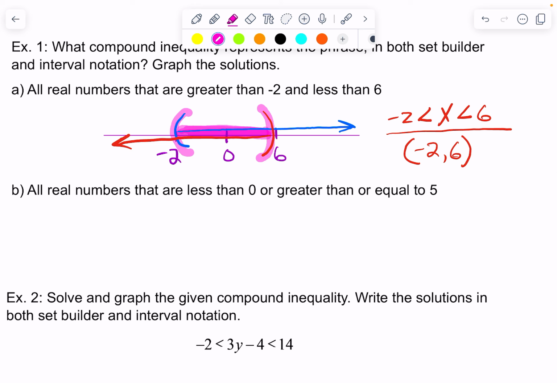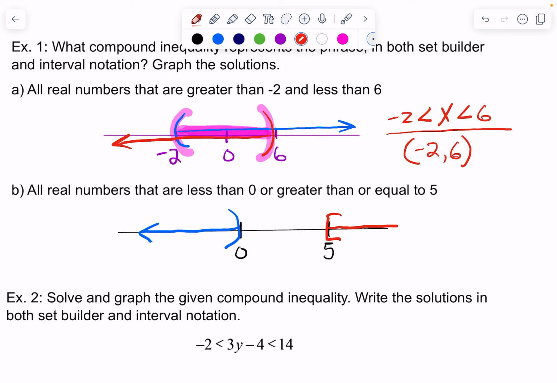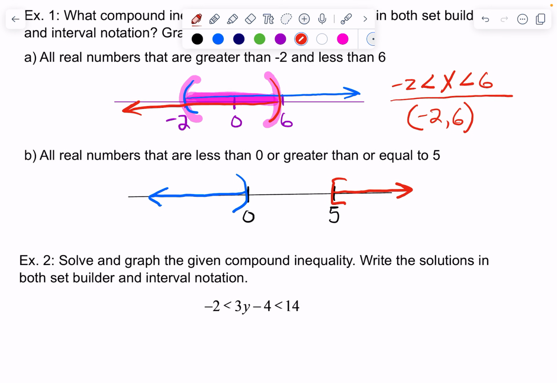Let's look at an OR one. All real numbers that are less than 0 or greater than or equal to 5. Let's graph a line here. We've got our 0 and we've got our 5. Let's color code once again. All real numbers that are less than 0, so we've got a parenthesis and we're going to the left because it's less than, or greater than or equal to 5. So we've got a bracket and we're shading to the right. Since this is an OR, it's a union of all the solutions.